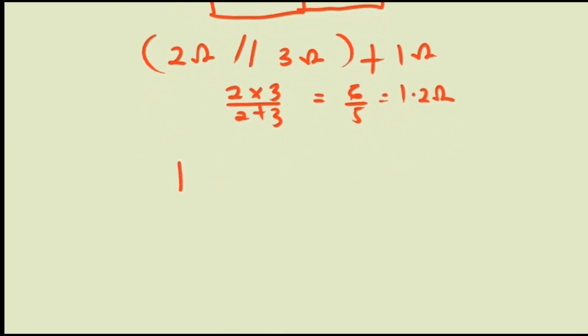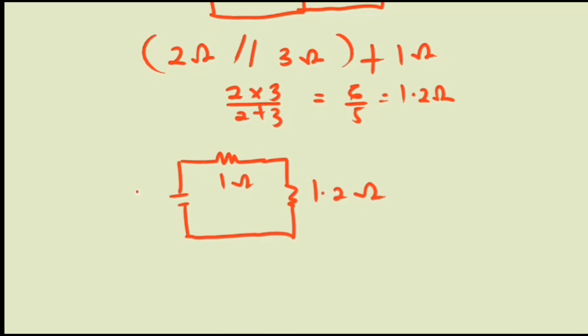So I'll have my voltage source, then I'll have my 1 ohm, then together I'll have my 1.2 ohm, because I have simplified that part. So this is my V. Now you can see that the 1 ohm and the 1.2 ohm are clearly in series. There is no node, and hence our total resistance RT is simply equal to 1 ohm plus 1.2 ohm, and that is giving us 2.2 ohms.